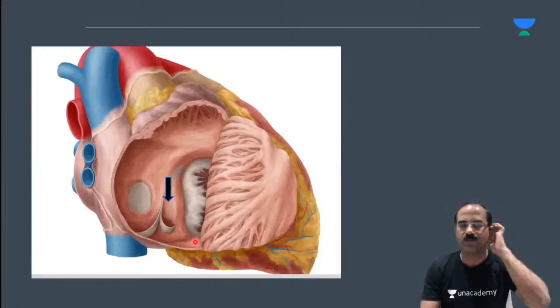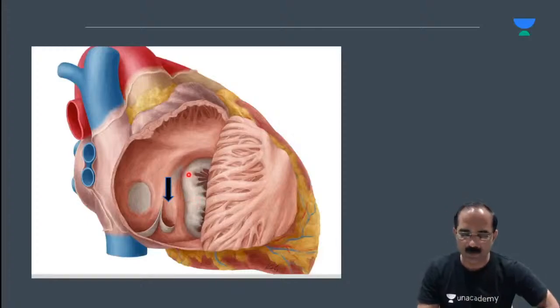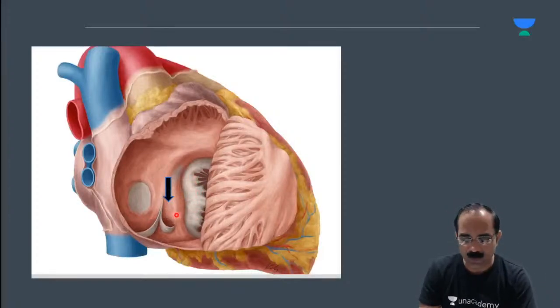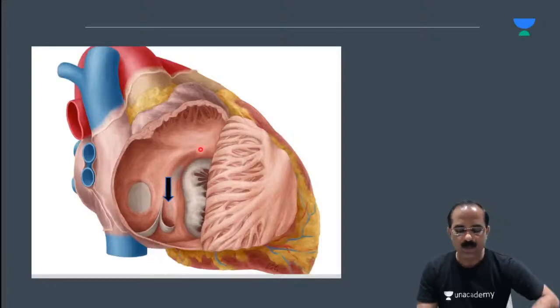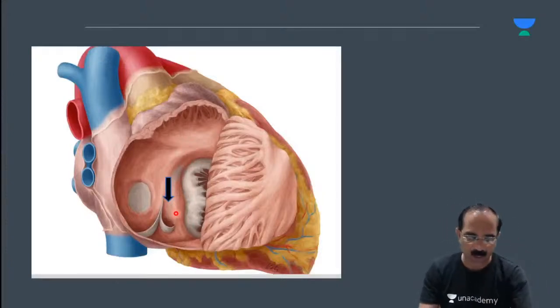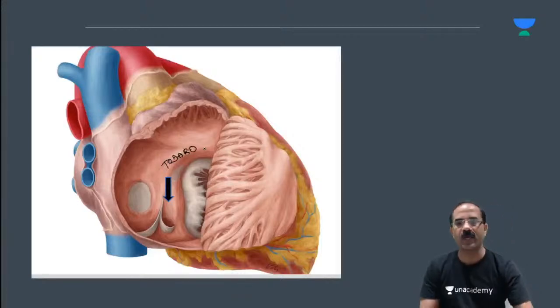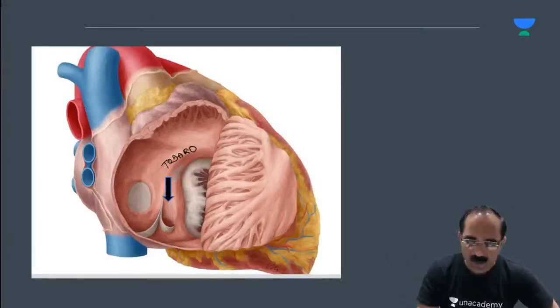There are three leaflets, right? So this is one leaflet or one cusp of the tricuspid valve. Second, the opening of coronary sinus. And what is this elevation known as? This elevation, this ridge, is known as the tendon of Todaro.